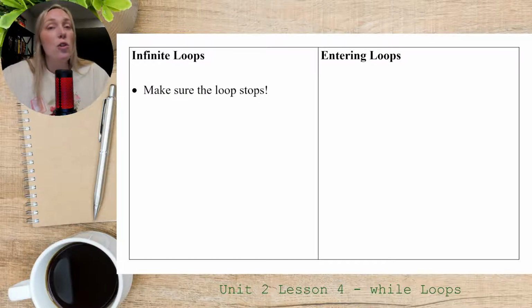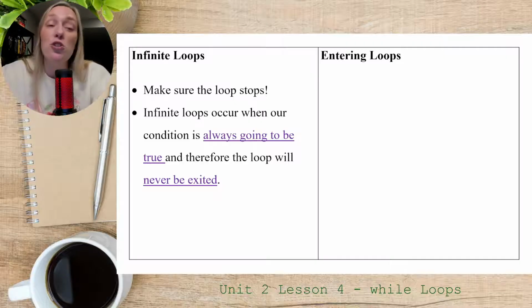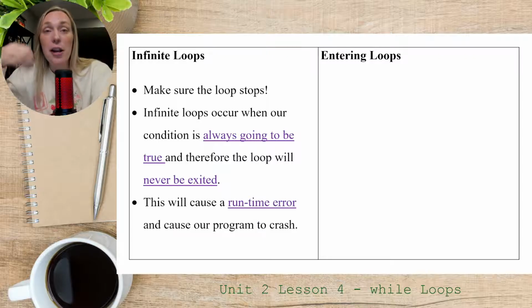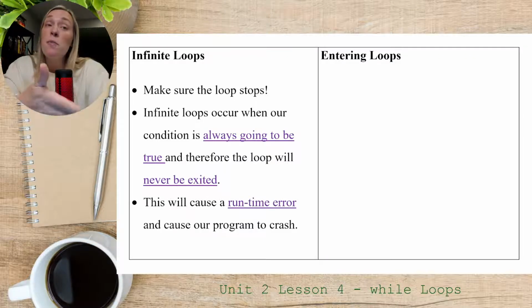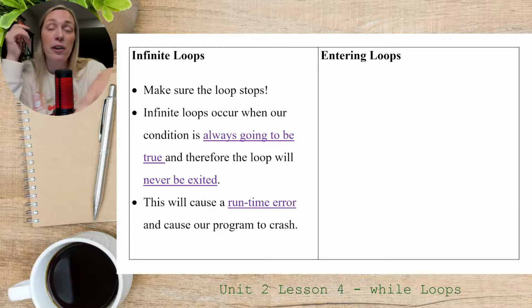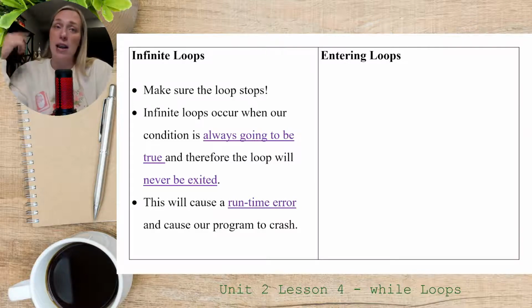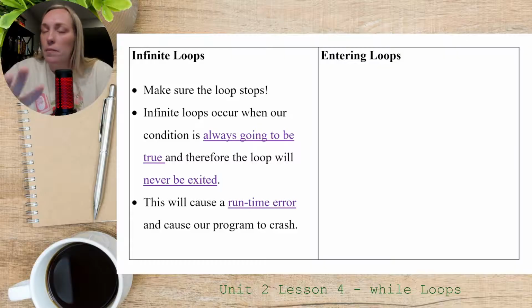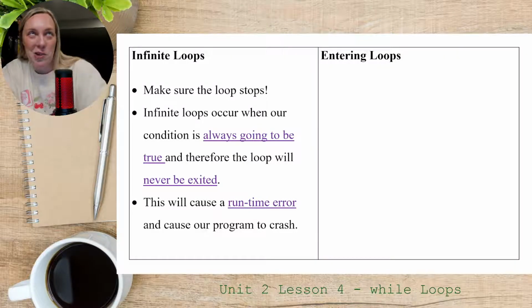Okay. So avoid infinite loops. We want to make sure the loop stops at some point. Infinite loops occur when the condition is always going to be true and the loop will never be exited. Okay. Now, this doesn't cause a syntax error. The compiler does not catch this. So if you paste that code I just had into the compiler, it'll compile fine. Right? And it'll run. It causes a runtime error. It'll cause your program to crash in some way. Again, depending on your IDE, some crash more eloquently than others.